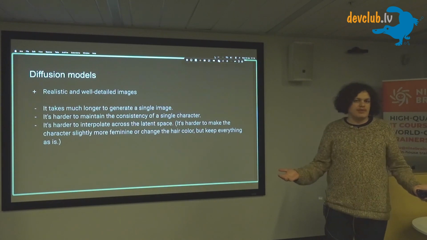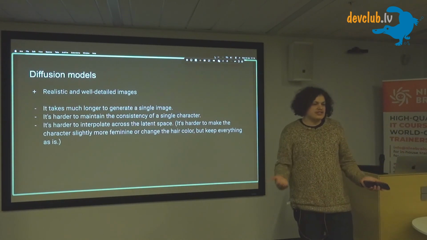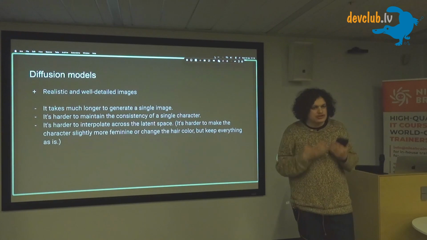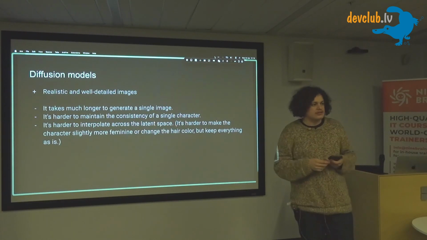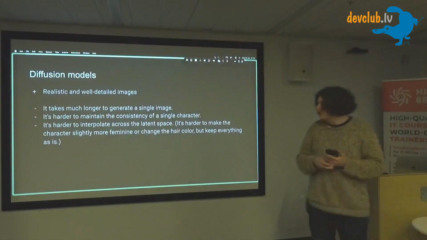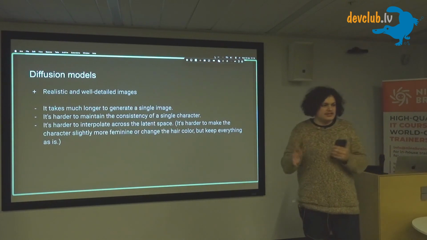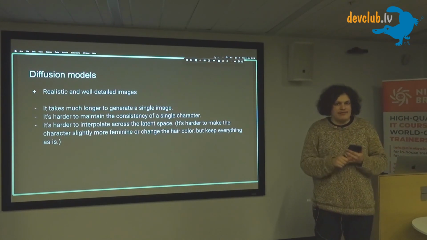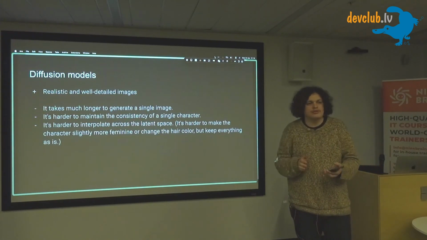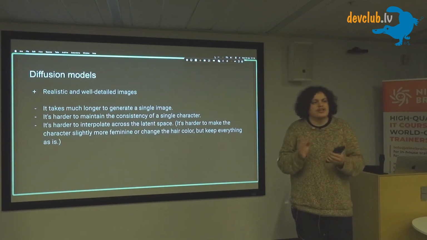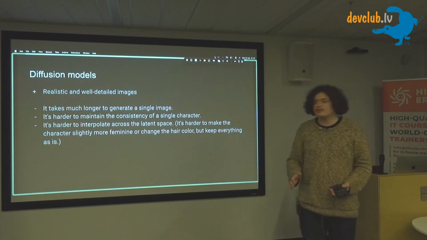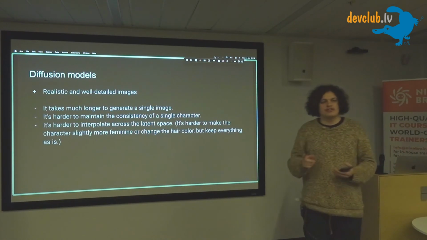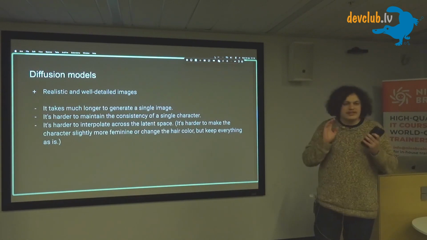What about the cons? The first con is that the generation of one image takes much longer. So you would need a lot of hard optimizations if you want to generate in a real-time way, etc. Also, there is a problem with maintaining the consistency of a character. If you want to generate some character and it should be 100% consistent in all of the images, it's a problem. It's solvable, but it's much harder than in other architectures. And the last thing is that it's harder to interpolate across the latent space.